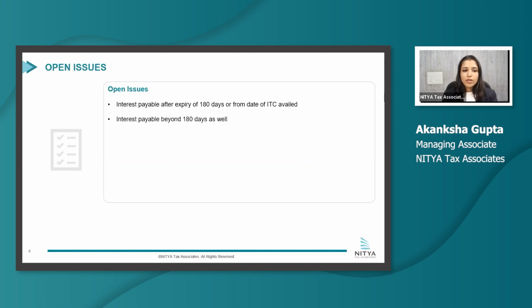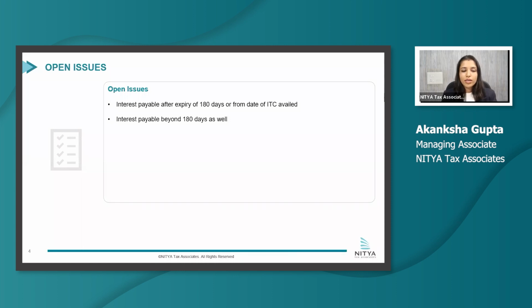Also, earlier in Rule 37, it was mentioned that the rate of interest would be borrowed from Section 50, subsection 1. However, in the amended Rule 37, it says that interest would be levied under Section 50, which means that the interest will be levied either under Section 51 or Section 53.